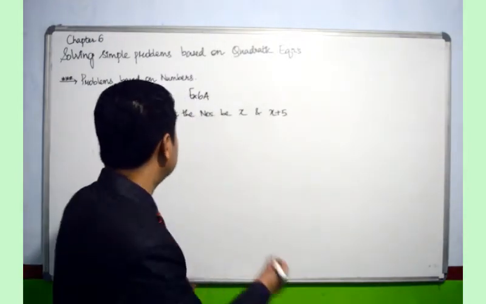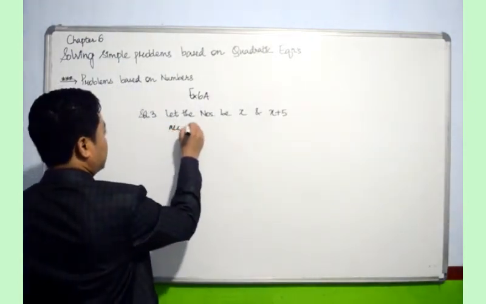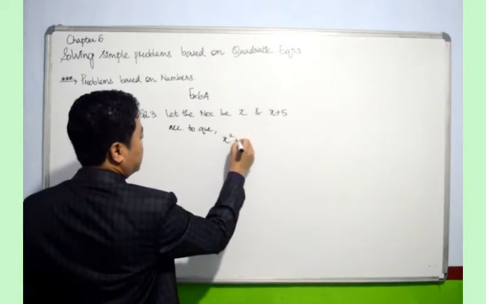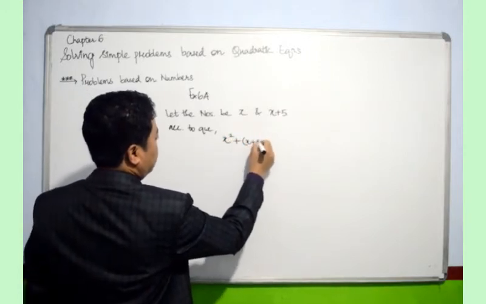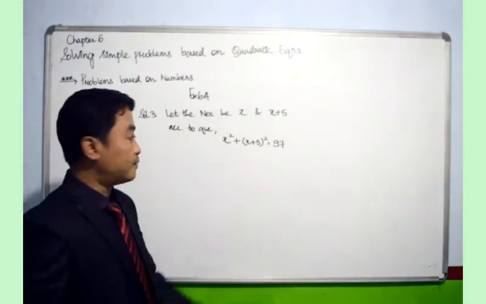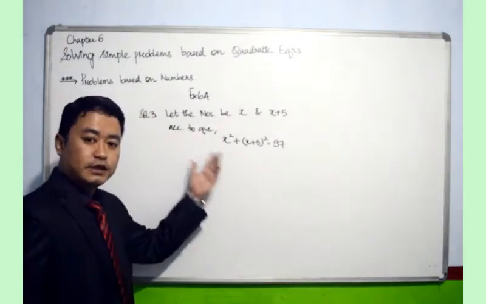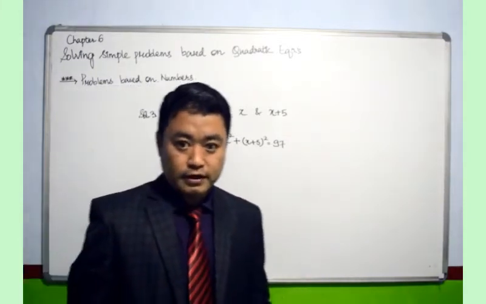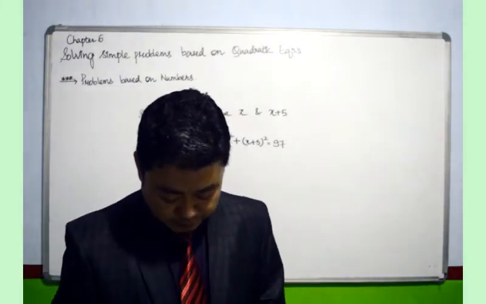And the sum of whose squares is 97. So according to the question, x squared plus x plus 5 squared is given as 97. So this is what we got. And from here, I want you to solve this sum as well.